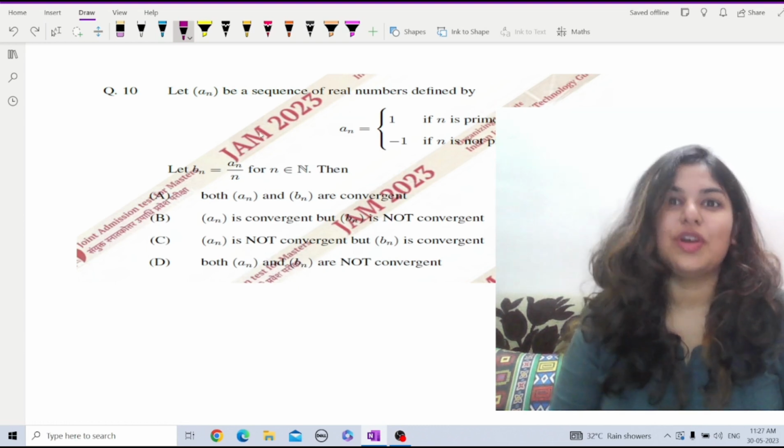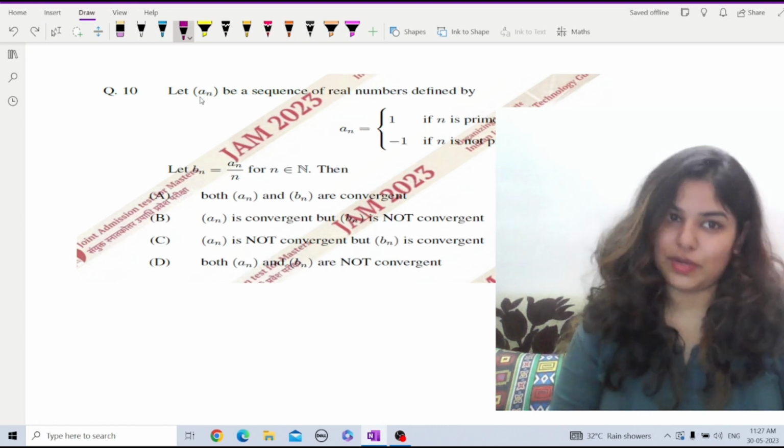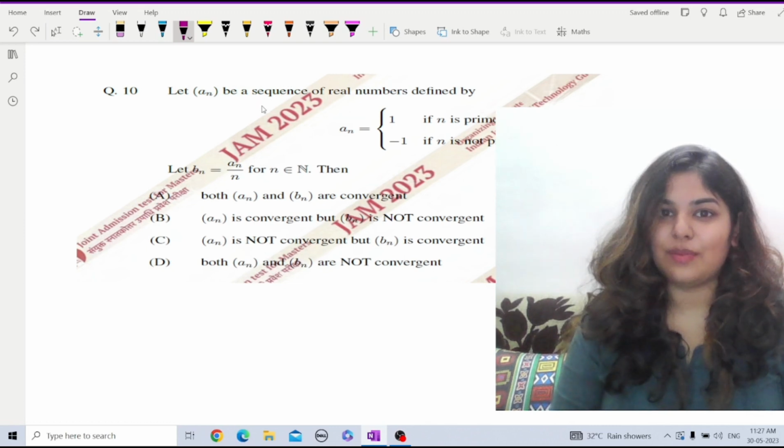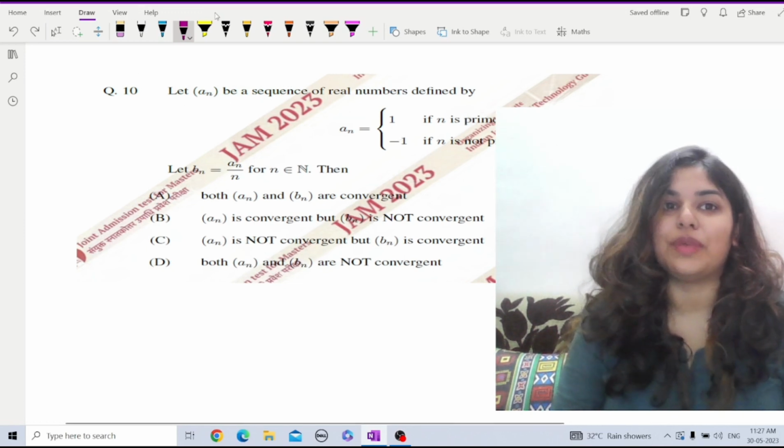So the first question to the second part is the following. Let a_n be a sequence of real numbers defined by a_n is equal to 1 if n is prime and minus 1 if n is not prime.